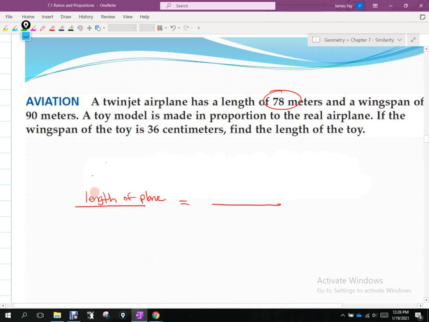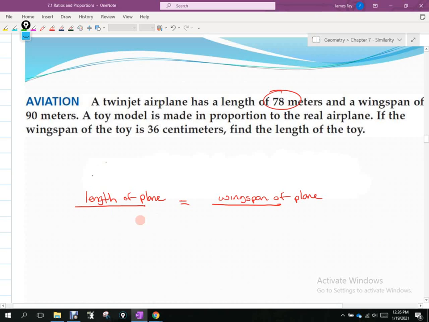And over here, since I want that to come from the actual plane, I want this to come from the actual plane as well. Okay? So here, the other measurement that comes from the actual plane is the wingspan, right? That's how I like to do things.